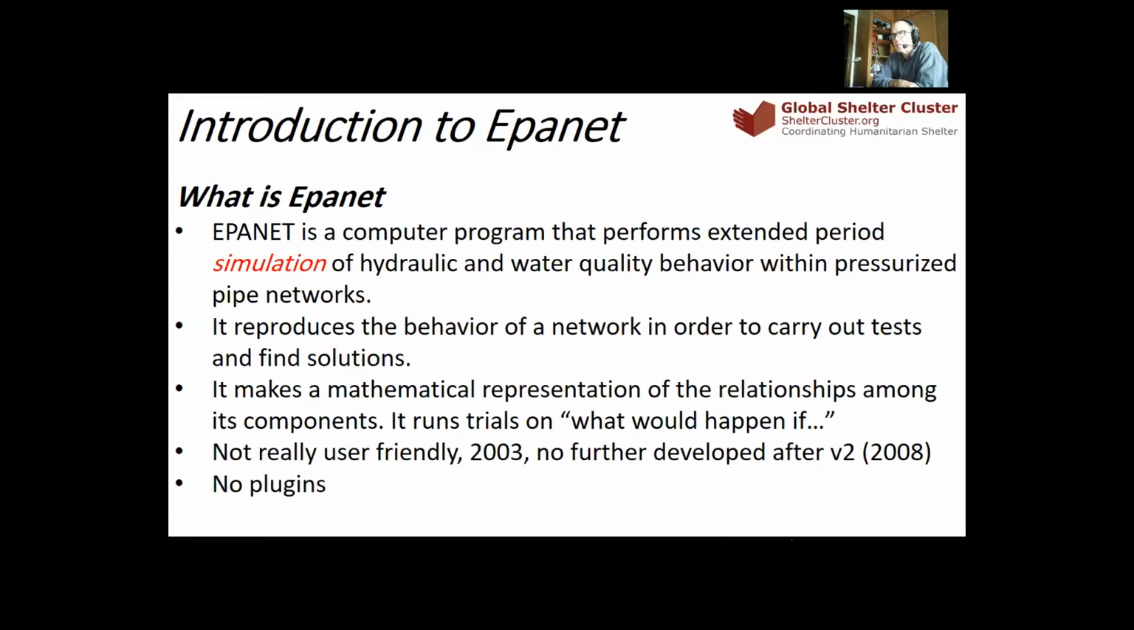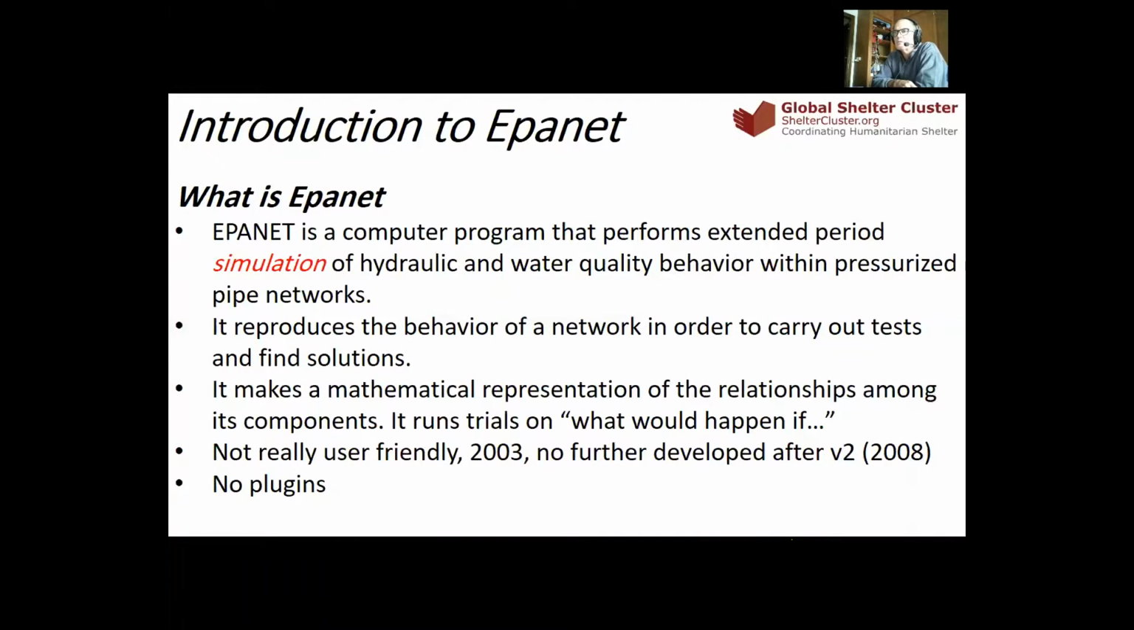This software simulates or reproduces the behavior of the network, but it will not tell you exactly what type of pipe you need. It will tell you only if the pipe, or the pump, or the tank that you have chosen is good or not good. So then you have to change the size of the pipe, for example, and then it will tell you again, yes, it's good or not good. It's not a software that will advise you to use a certain type of pipe.